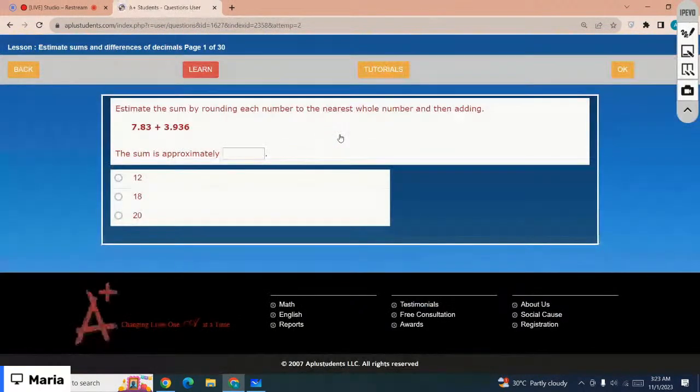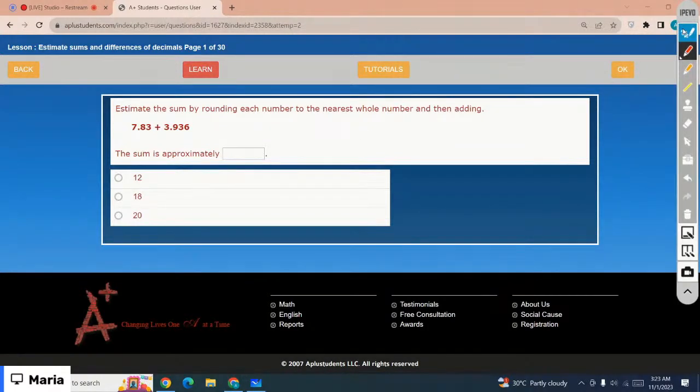Okay, you have 7.83 minus 3.93936, right? Just look at the first number right after the decimal, 8. 8 is greater than 5, so you have to round up.